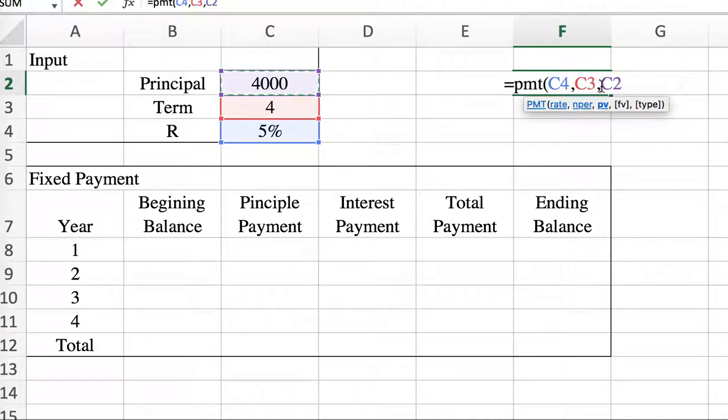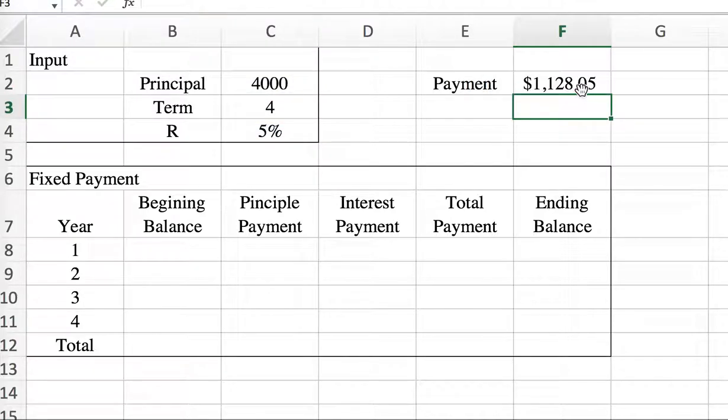Now keep this in mind. We borrowed $4,000 and we are going to pay them back. So why don't we just make this $4,000 negative so that we can have a positive payment. So the payment positive is $1,128. So this would be our payment for every year.